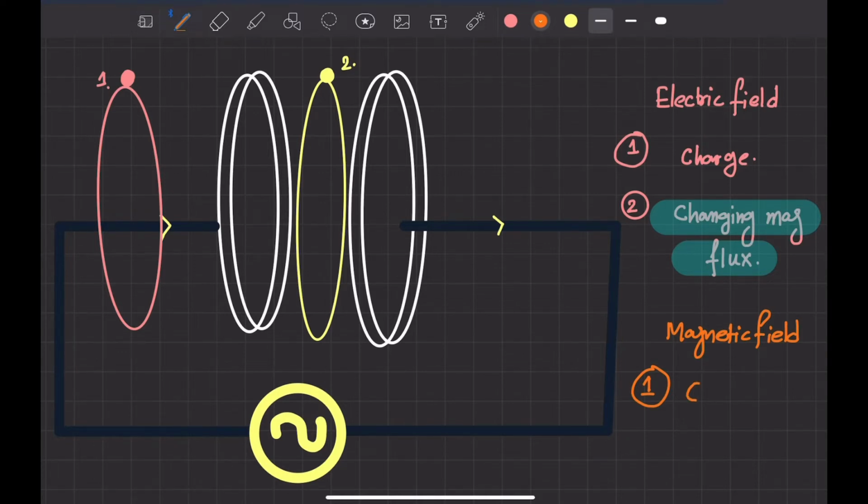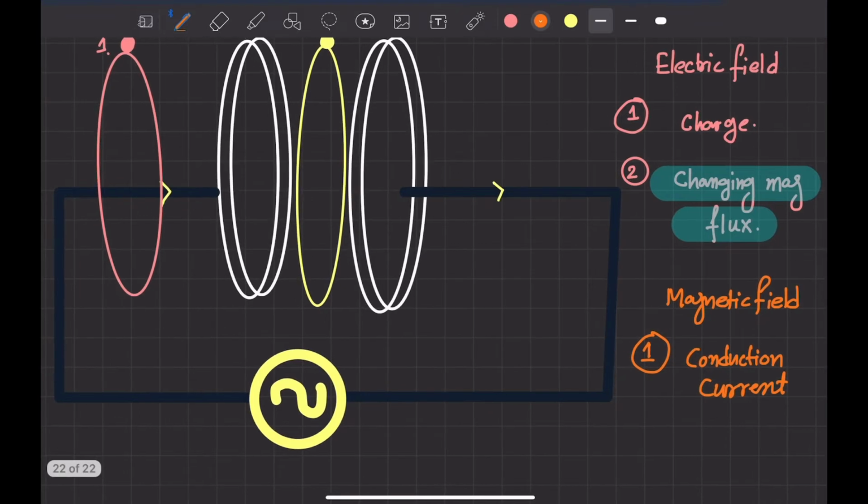Okay, so conduction current I am writing, conduction current. Is there any other option by which we can produce magnetic field? No, till date there is no other option for producing magnetic field. But Maxwell said, yes, there is another way to produce magnetic field. The changing magnetic flux can produce electric field.